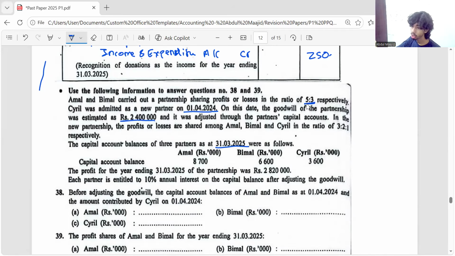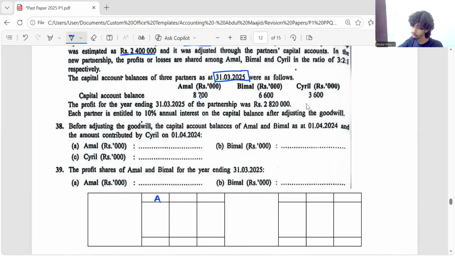Now see here, goodwill was adjusted through the capital account and they have given the closing capital balances. That means the capital account balances are the balances after the goodwill adjustment. This is not the opening balances. So then the capital account, Amal, Bimal, Cyril partners' capital account. You will find opening balance, then the cash invested by Cyril, the goodwill adjustment based on the old ratio, goodwill adjustment based on the new ratio, finally the balance.